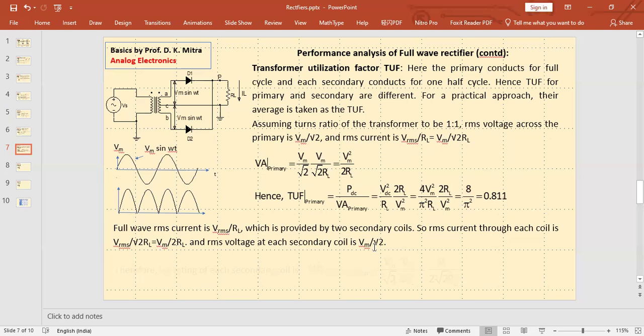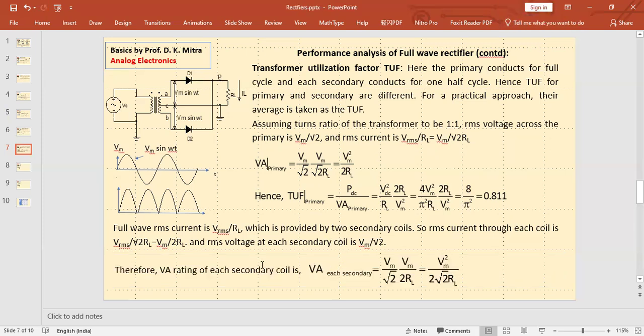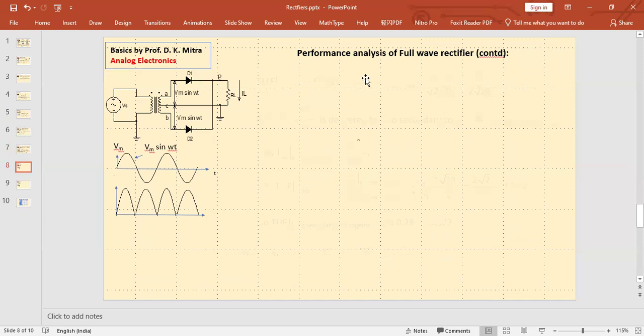So we got the current and voltage of each secondary. Therefore, VA rating of each secondary is Vm by root 2, this voltage, times Vm by 2 RL, this current, which is Vm square by 2 root 2 RL. So we got the VA rating of each secondary. And what is the transformer utilization factor? DC power delivered by VA rating. So we go to the next page.